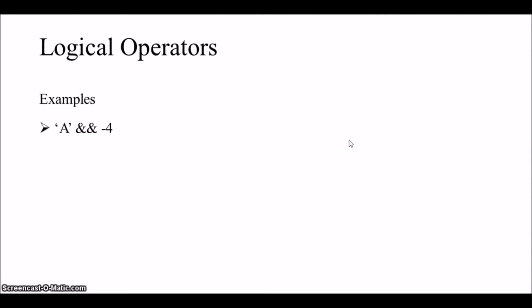Now let's check out some of the examples of logical operator. The first example here is 'A', which is a character enclosed in single quotes, logical AND -4. So here 'A' is treated as true, -4 is also treated as true. So that becomes true and true. We know that logical AND returns true when both the operands are true. So hence its final result is true.